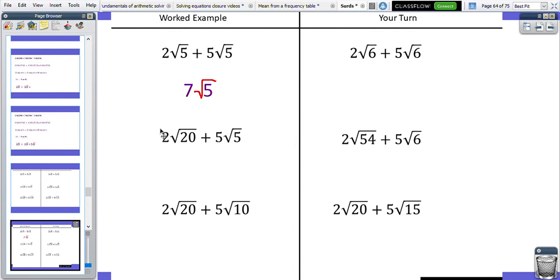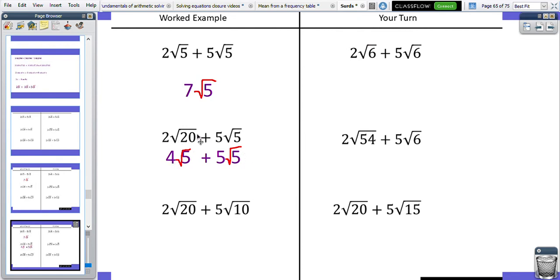However, I can simplify 2 root 20. When I simplify 2 root 20, I get 4 root 5. Okay, because I split 20 up into its factors of root 4 times by root 5. The square root of 4 is 2, and 2 times 2 is 4.